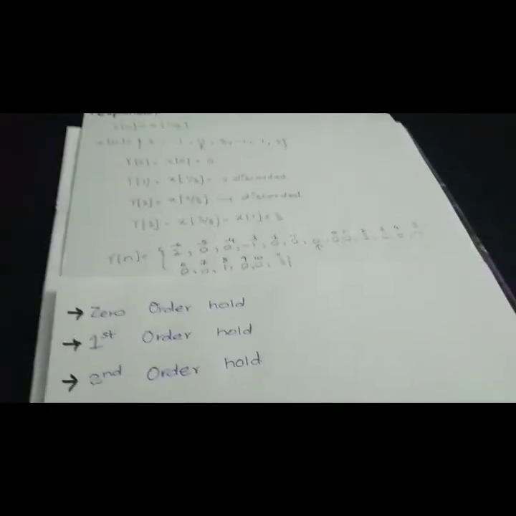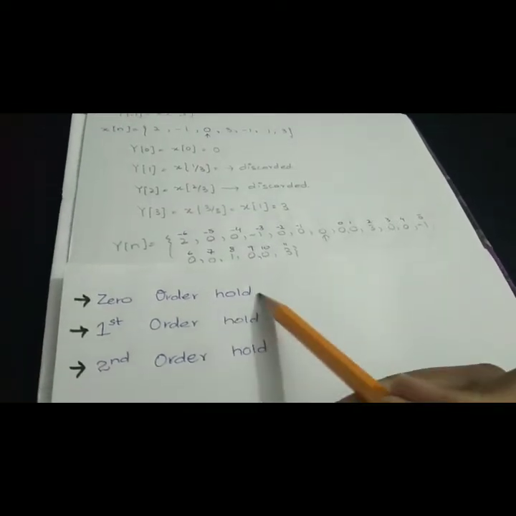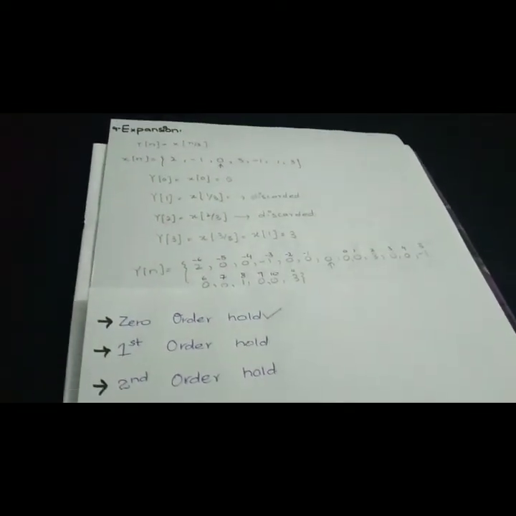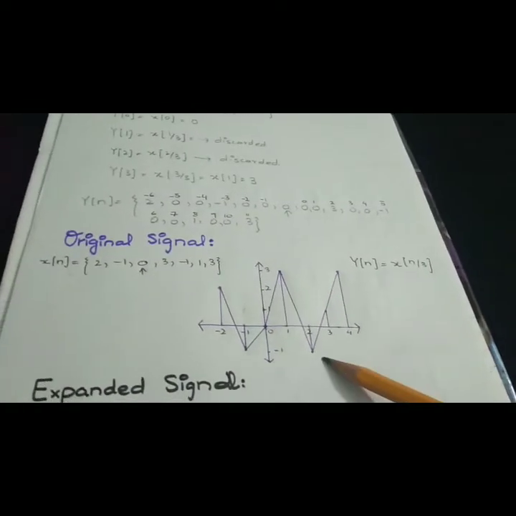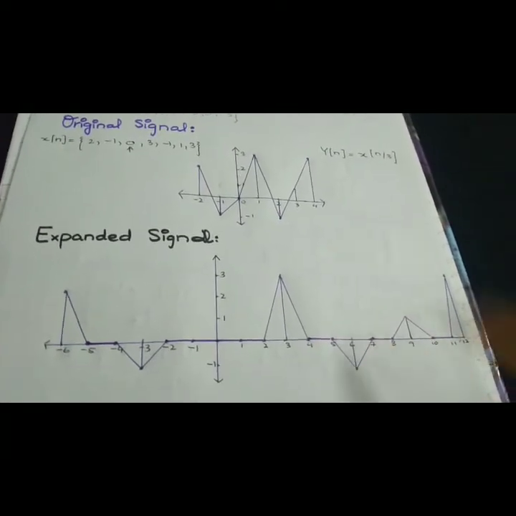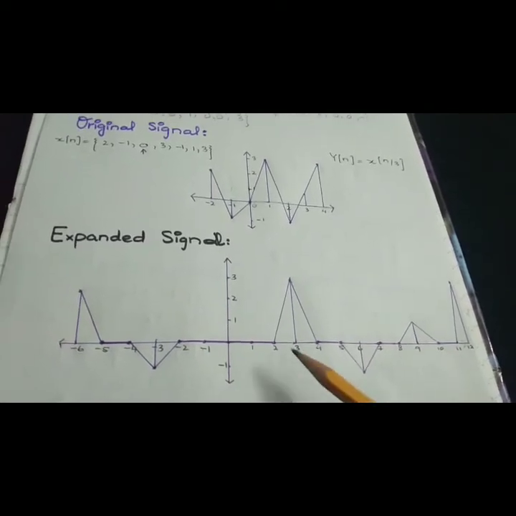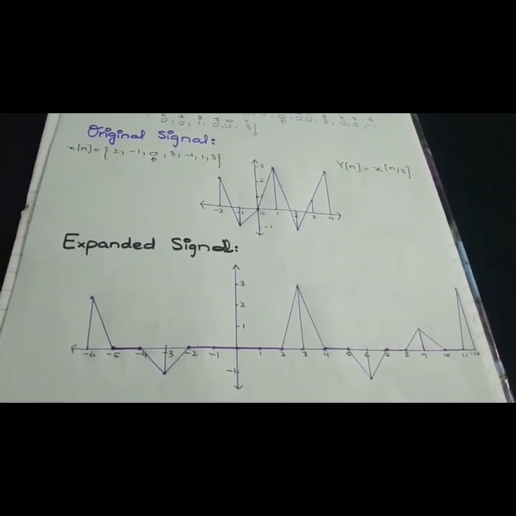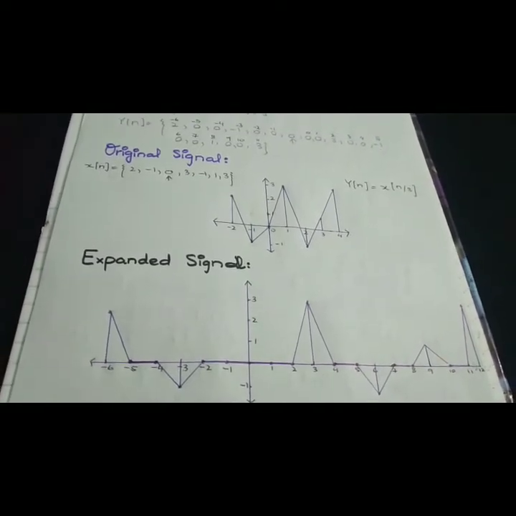Now we will discuss zero order hold, first order hold, and second order hold. First we will discuss zero order hold. For this we will consider our previous example. This is our zero order equation, this is our original signal, and this is our expanded signal, and we have to find the zero order of this signal. How do we find the zero order of this signal? We will hold our previous sample value for the next 3 sample values, and then we get our next value, and then we hold that value for the next 3 samples.